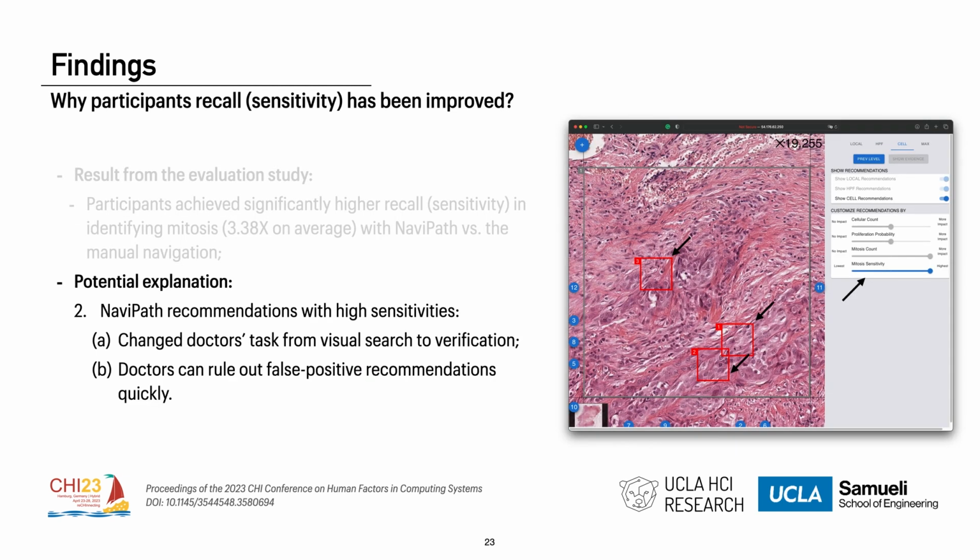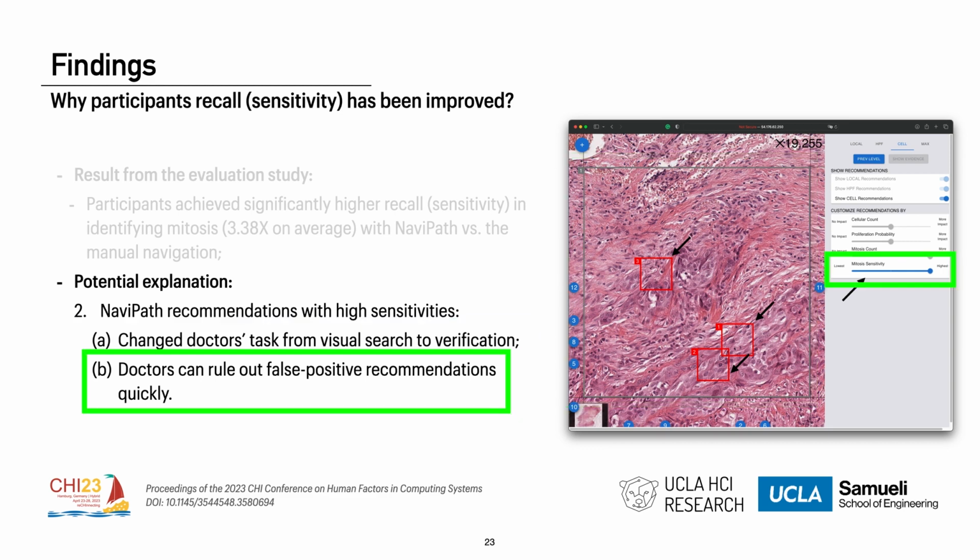Second, NaviPath AI recommendations can highlight mitosis with higher sensitivities. With AI recommendations, pathologists' tasks shift from visual search to verification, which is generally an easier task. As shown in the right figure, NaviPath also supports doctors in adjusting their sensitivity of recommendations. During our study, we found that the majority of participants prefer to set the sensitivity to the highest level, enabling NaviPath to recommend as many boxes as possible. Even if there are false positive recommendations, doctors may quickly rule them out, improving sensitivity.